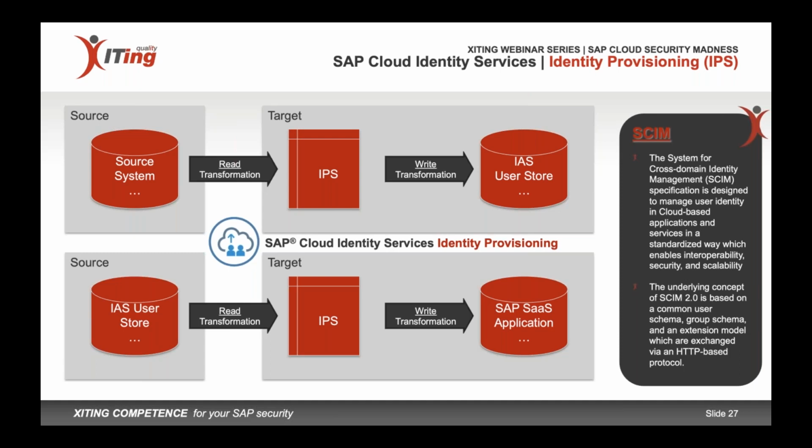Of course, there are many different other ways that you can do. You can directly provision users from Azure to your cloud applications. You can use your identity management. At the end, it's all based on the system for cross-domain identity management, short SCIM, that helps you to really automate user creation, group management, and all that stuff.